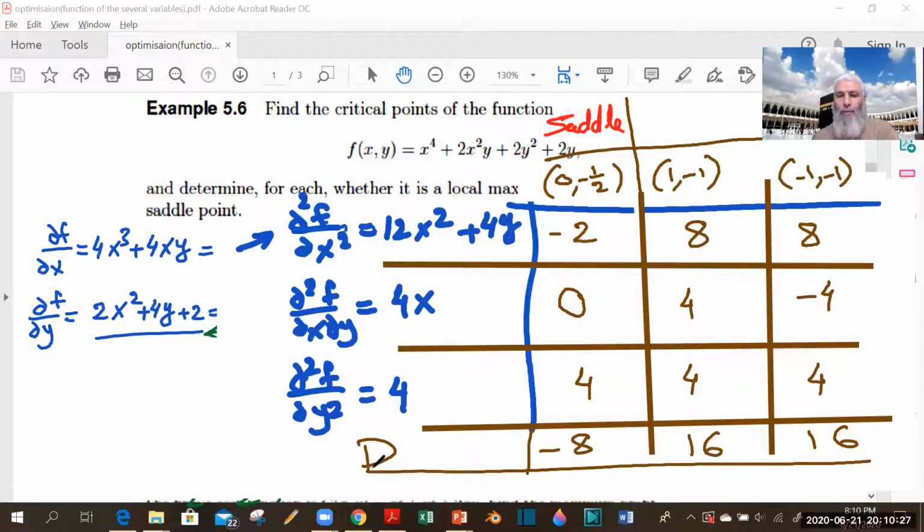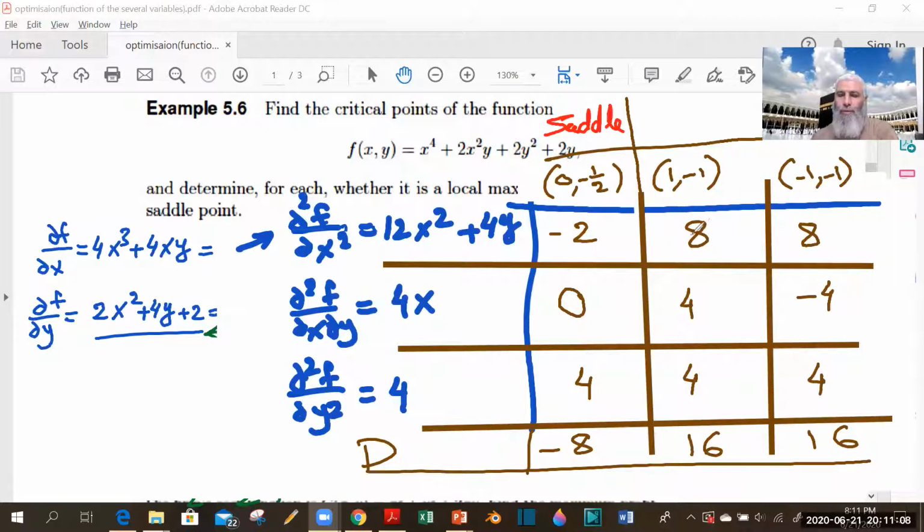Now I will put here fxx, which is d²f/dx². So it is here 8. We don't have to write anything here, right? Yes, it is already written. So d here is positive and d here is positive. It could be maximum or minimum, right? Yes.